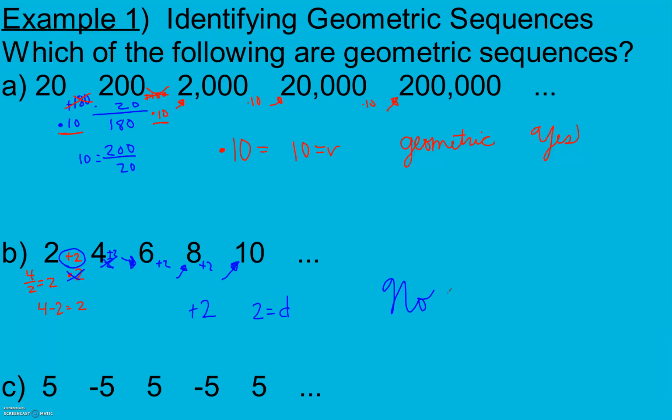No. It is an arithmetic sequence, which isn't super important right now, but we have done arithmetic sequences before. So here we have an arithmetic sequence because we're adding the same every time. But we only have geometric if we're multiplying.